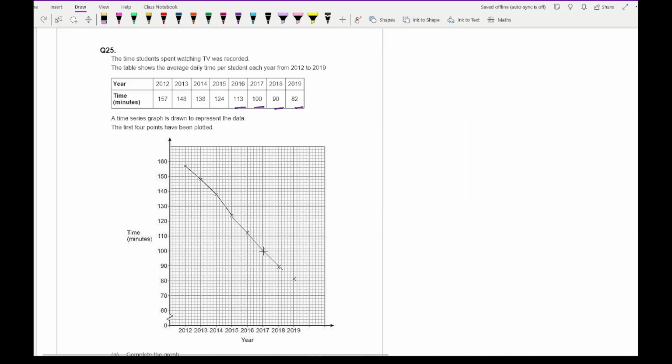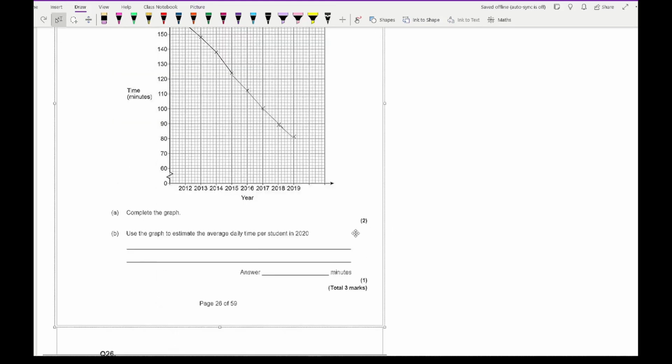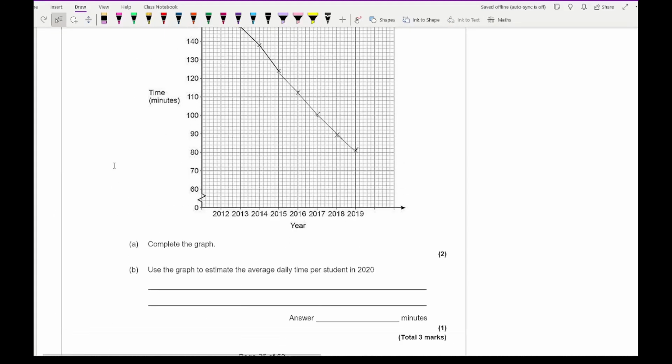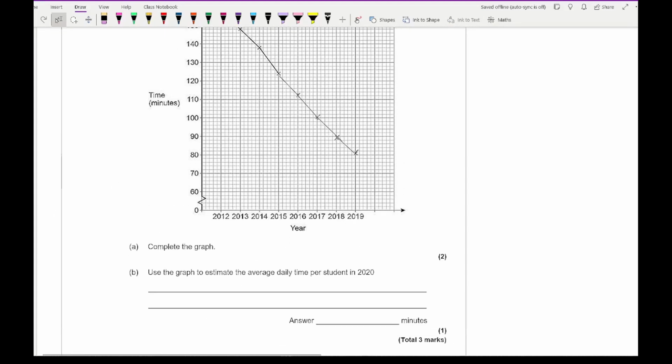Now, even though it may look like one straight line, never take it for granted, particularly on a time series graph. So it should look something like that. And then moving on to question B, it says use the graph to estimate the daily average time in 2020. Now 2020 is going to be at this mark here, so that's 2020.